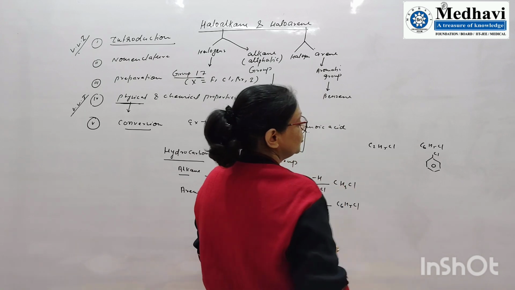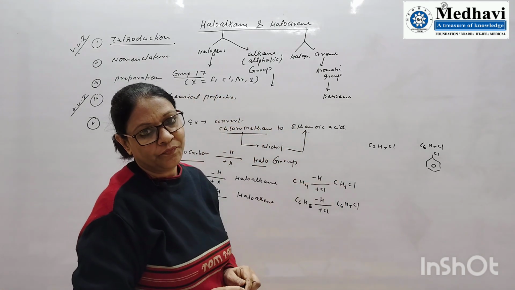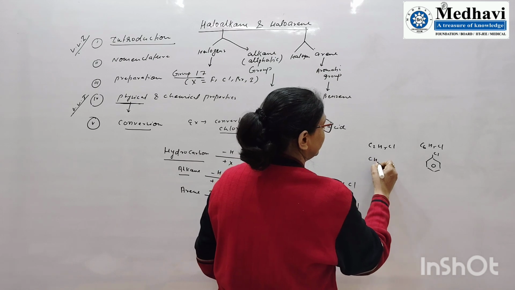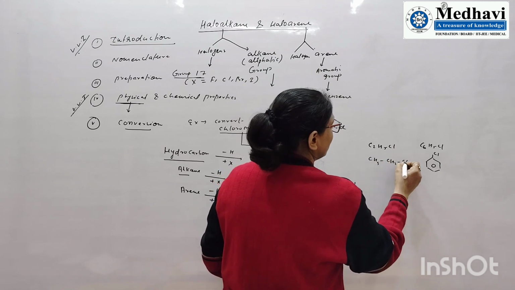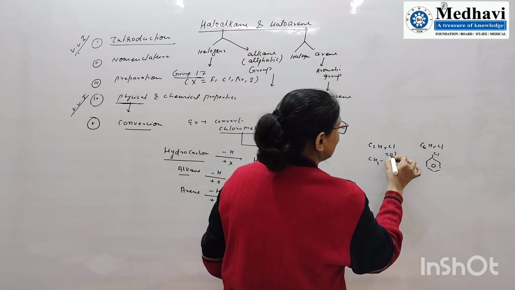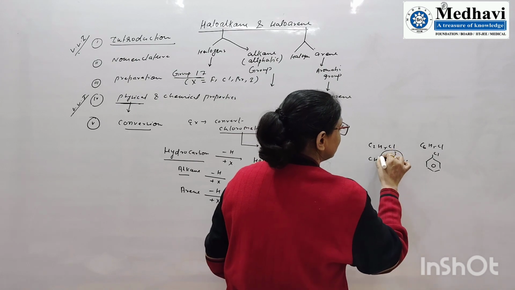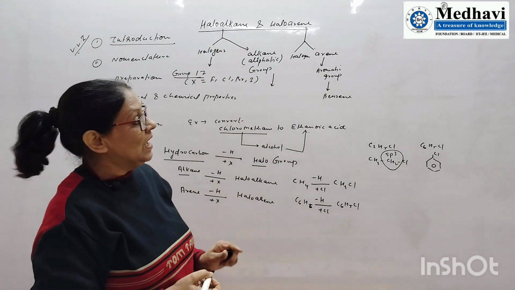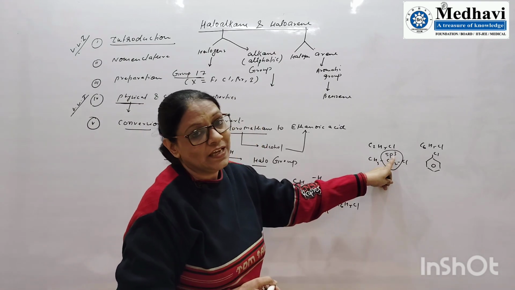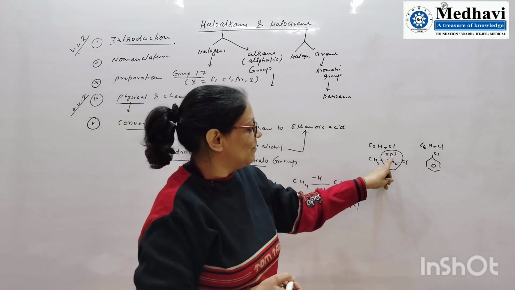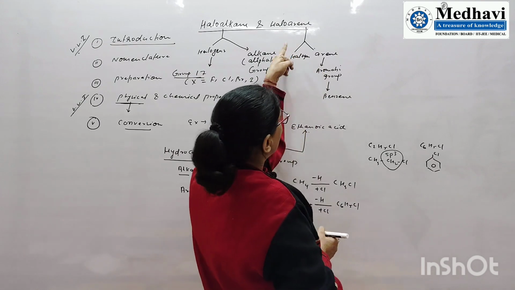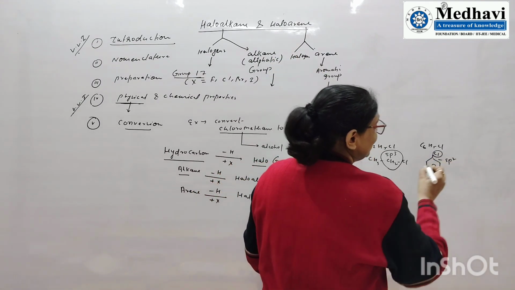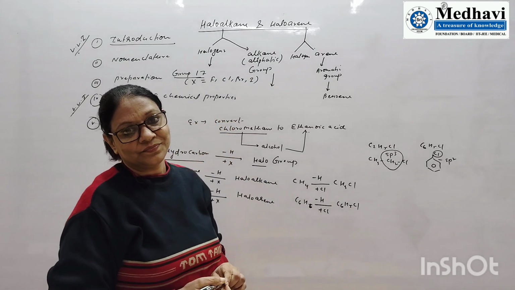So what is the difference between these two? You can see that here this halogen group is attached with sp3 hybridized carbon. Very important information. In the haloalkane, the halogen group is attached with sp3 hybridized carbon, whereas in the haloarene, this halogen group is attached with sp2 hybridized carbon.